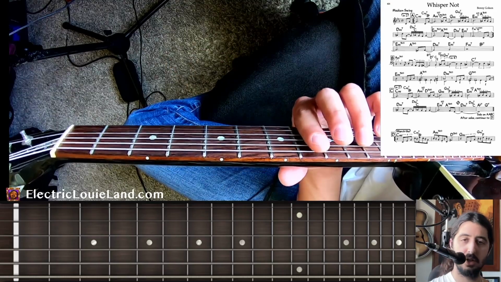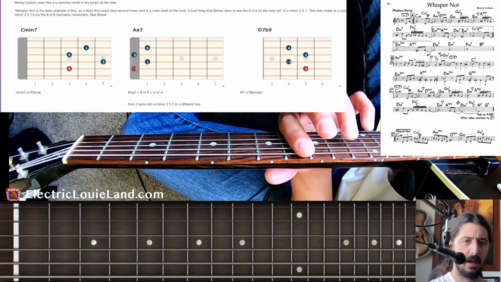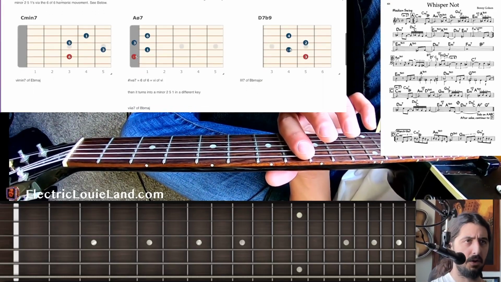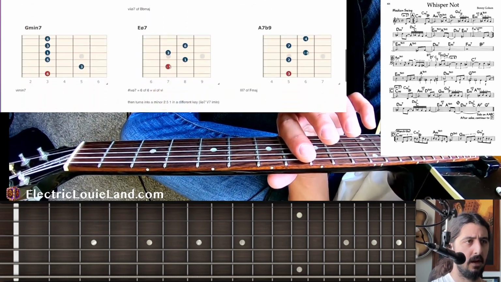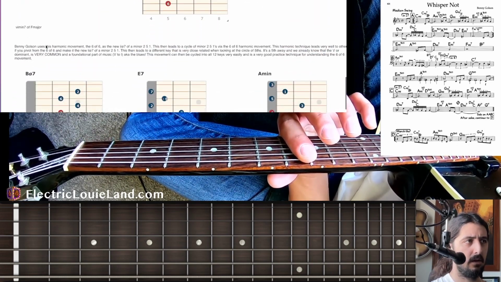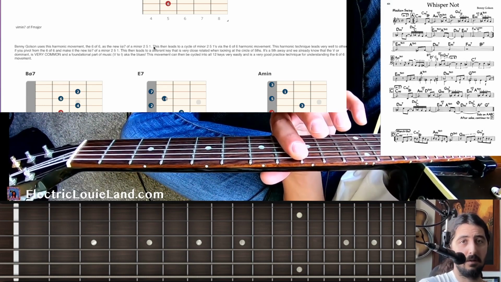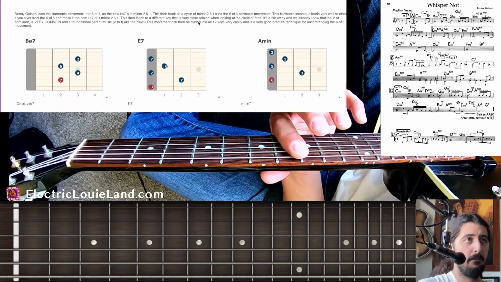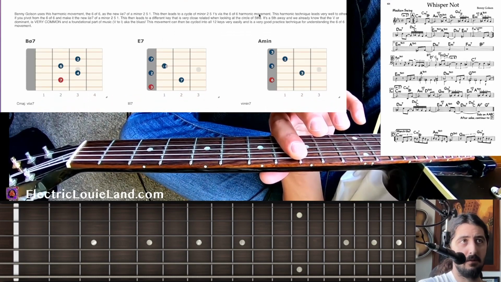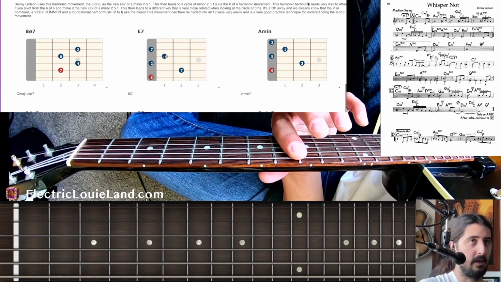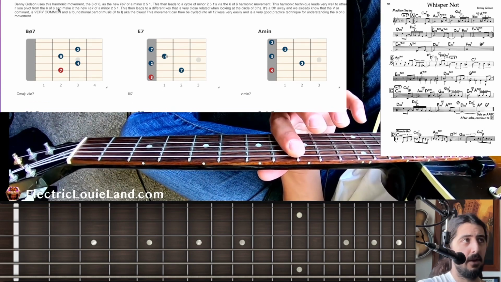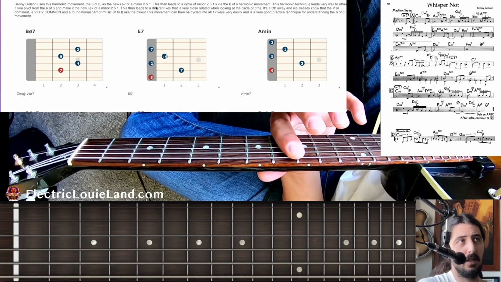So let's start in C again. And I believe I wrote this out in the bottom. I don't think I did all 12 because I ran out of charts. But if we go a little bit down. So look, Benny Golson uses this harmonic movement, the 6 of 6 is the new 2 half diminished of a minor 2-5. Perfect. Okay. This then leads to a cycle of minor 2-5s via the 6 of 6 harmonic movement. Perfect. So it's very nice because you can pivot and go from one to the other.